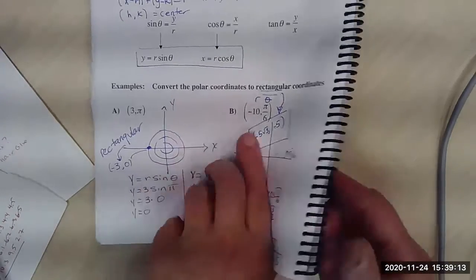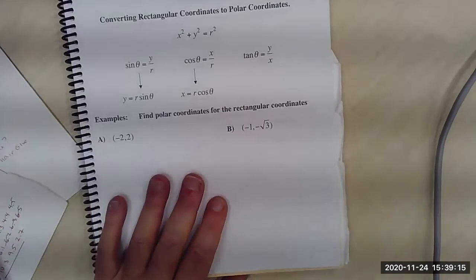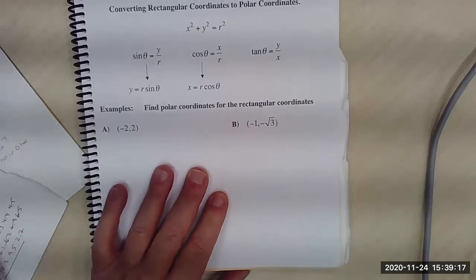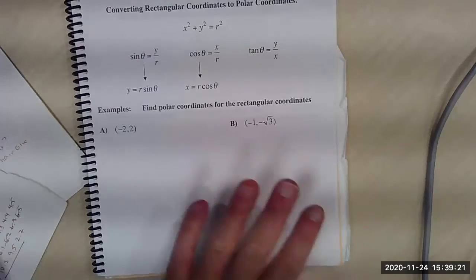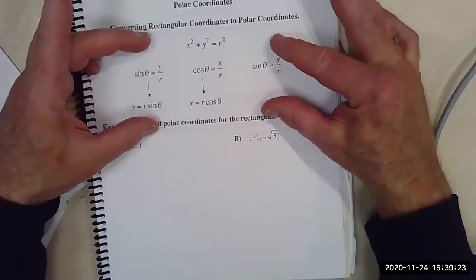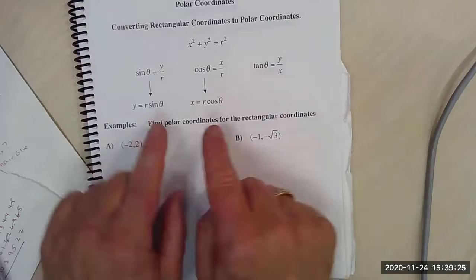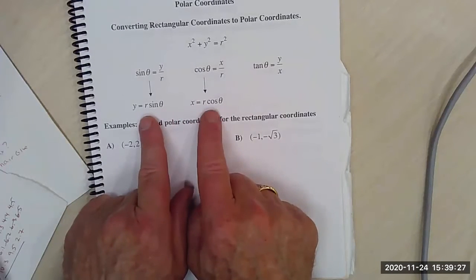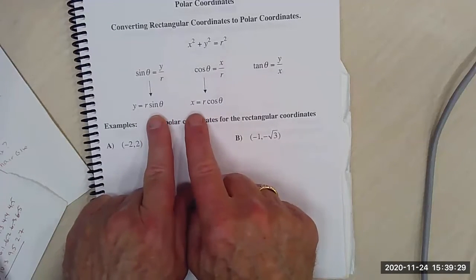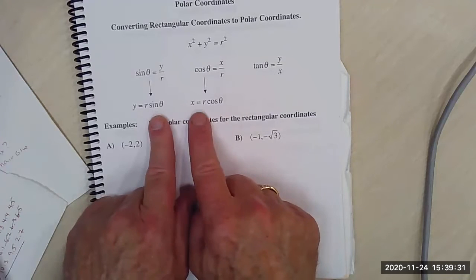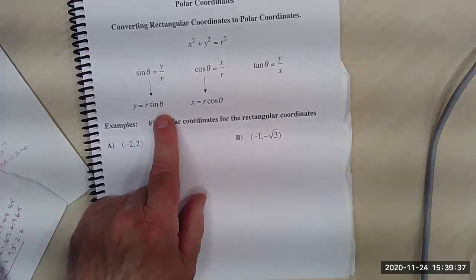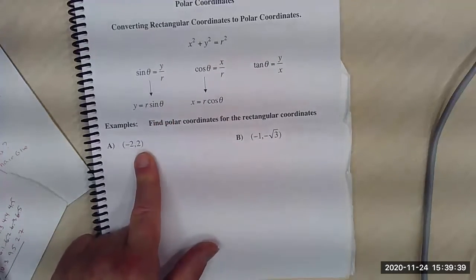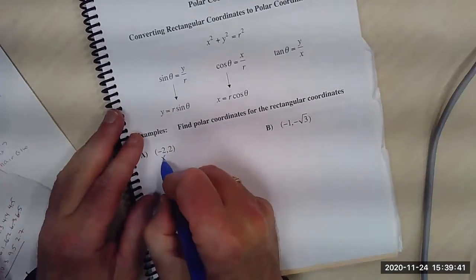Okay, next one. Going the other direction, a little bit more work, not much, a little bit more work. This is the same information that's right here. Now I use this to find rectangular. I won't use this to find the polar directly. I want to use something else. So somehow I need to find an r and a theta if I'm given an x and a y. These are x's and y's.